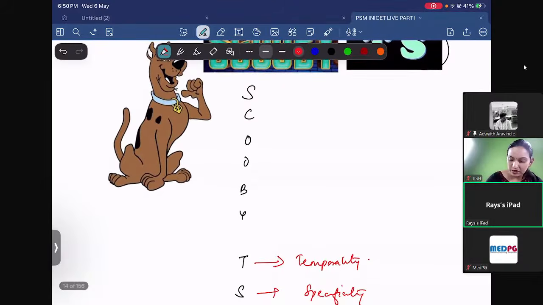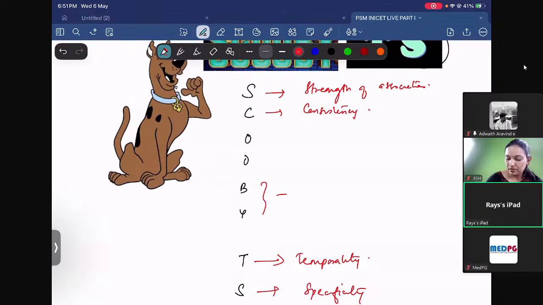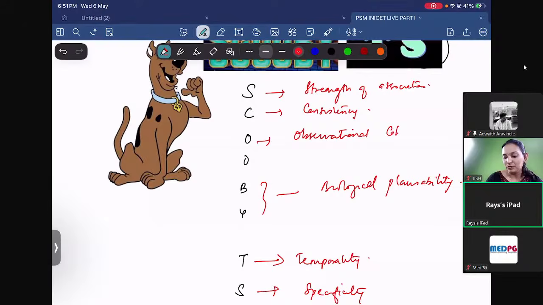Now we'll go with Scooby. First S is for strength, strength of association. C is for consistency. BY is for biological plausibility. O is for observational coherence, or you can simply say coherence also. But for the sake of the mnemonic, I have to say observational coherence.